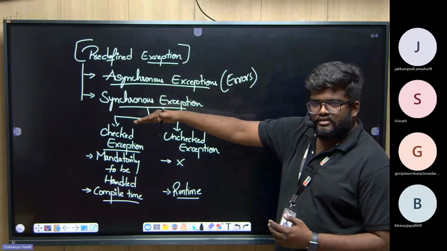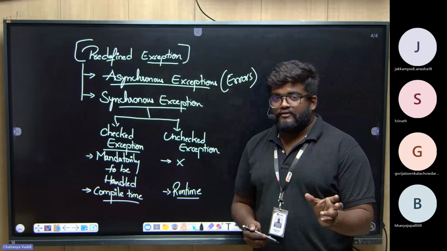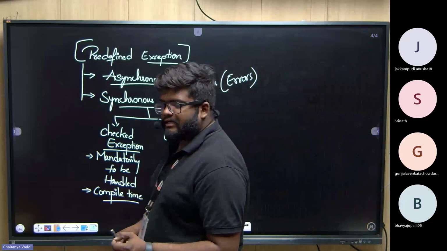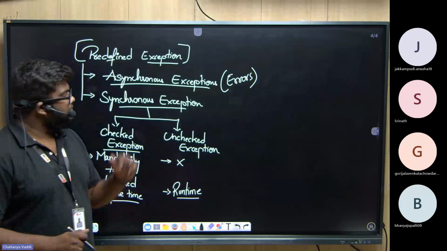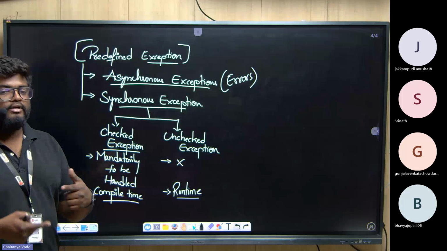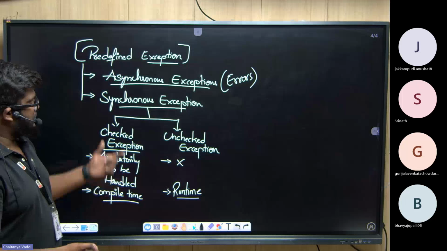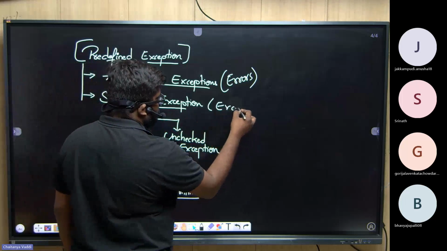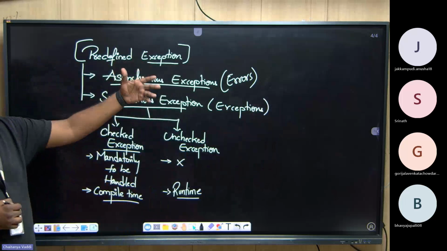Asynchronous and synchronous. Asynchronous exceptions generally means they are errors, because the definition itself says that asynchronous exceptions are the exceptions which will occur because of an external factor, not because of the internal programs. Synchronous exceptions, on the other hand, occur due to a mismatch in the program flow of execution. So these can be actually considered as exceptions, and the asynchronous things are errors.